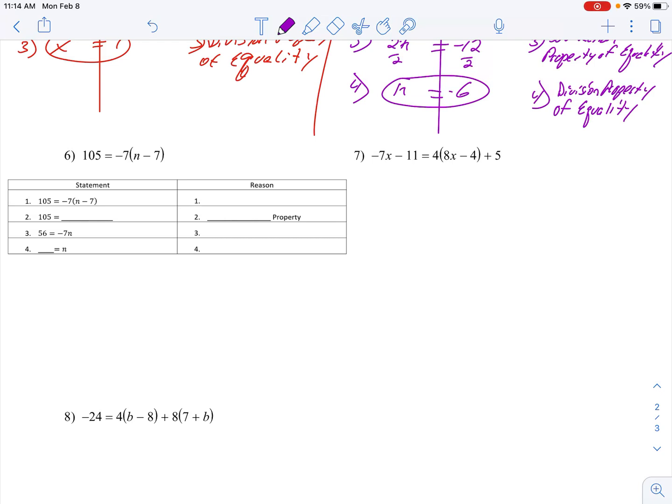Okay, on number 6, they've partially filled this out for us, so we need to go through and complete it. As we see, that equation here has been slid down for step 1, and that reason is always going to be given until we change it up down the road. And whenever we see parentheses, that is our distributive property in action. So distributive property.